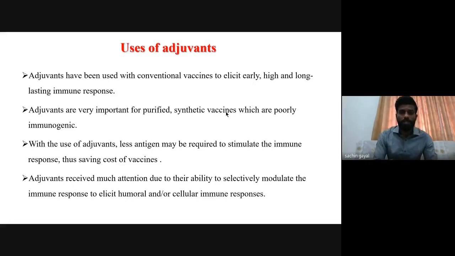Then what are the uses of adjuvants? In conventional vaccines, to elicit the immune response, we have to add the adjuvants. Mostly the purified synthetic vaccines are poorly immunogenic. To enhance their immunogenicity, we have to add the adjuvants. Adjuvants received much attention due to their ability to selectively modulate the immune response to elicit humoral and cellular immune response. That means after the addition of these adjuvants to poorly immunogenic antigens, it elicits the humoral as well as cellular immune response.